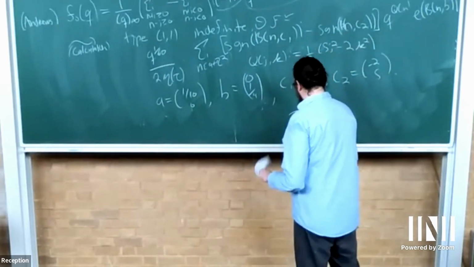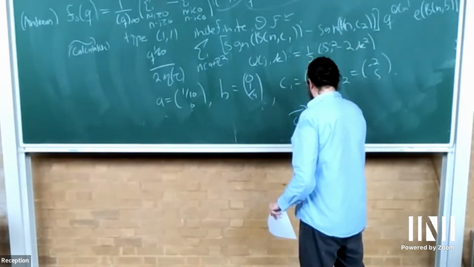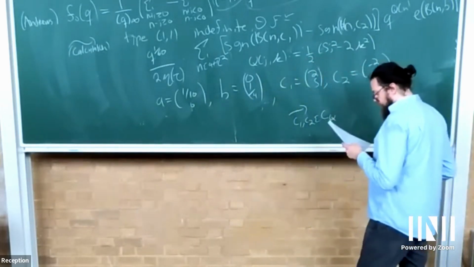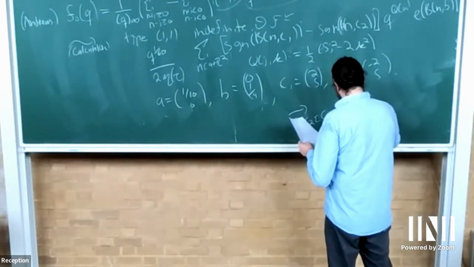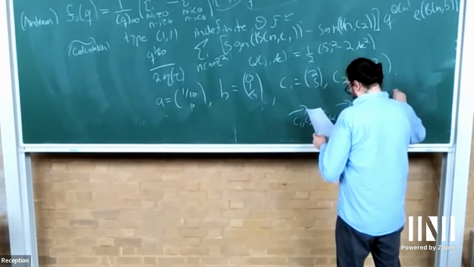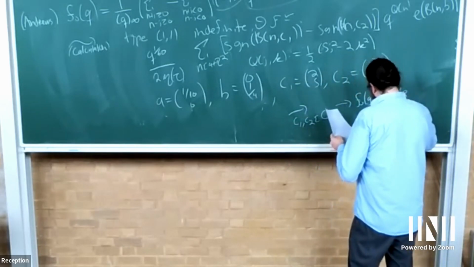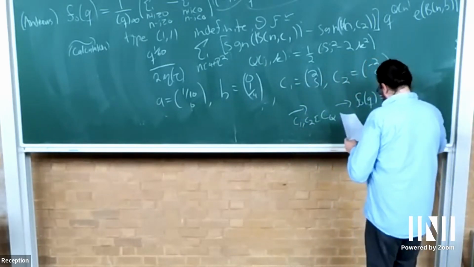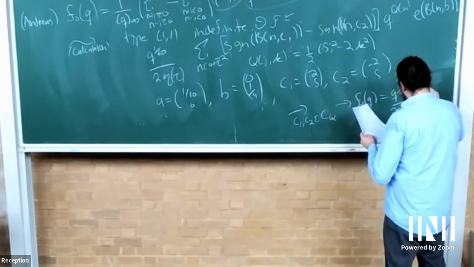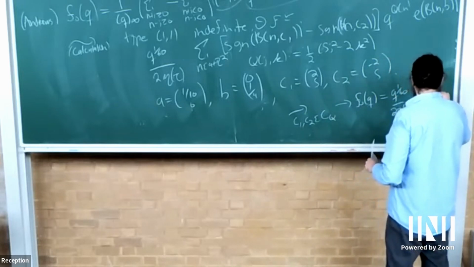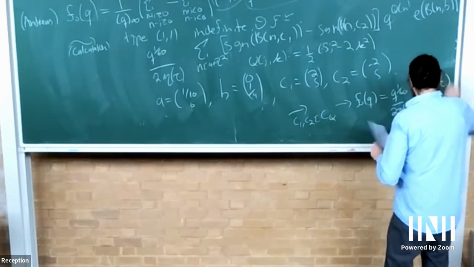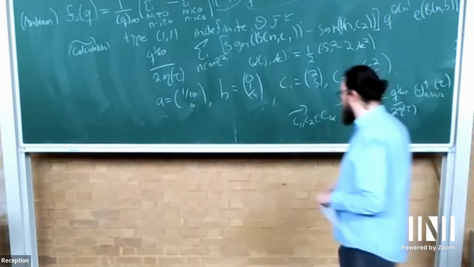And it turns out that C1, C2 are both in CQ. And F0 of Q is Q to the 1/60th divided by 2 eta of tau times the theta. Plus, I wrote before, at least philosophically, a little bit about how you find the theta, or what the key identities are to find the theta.